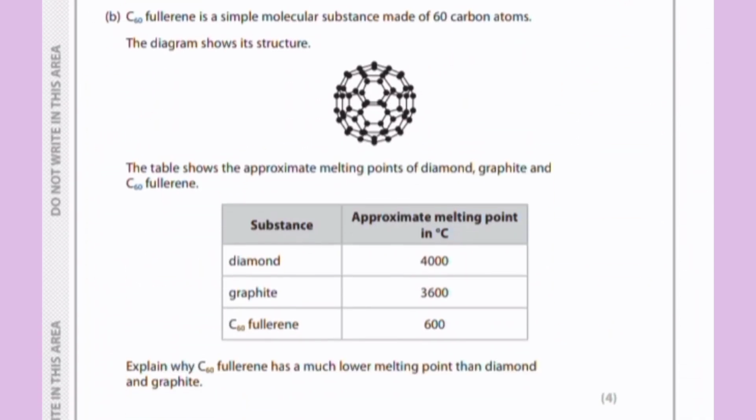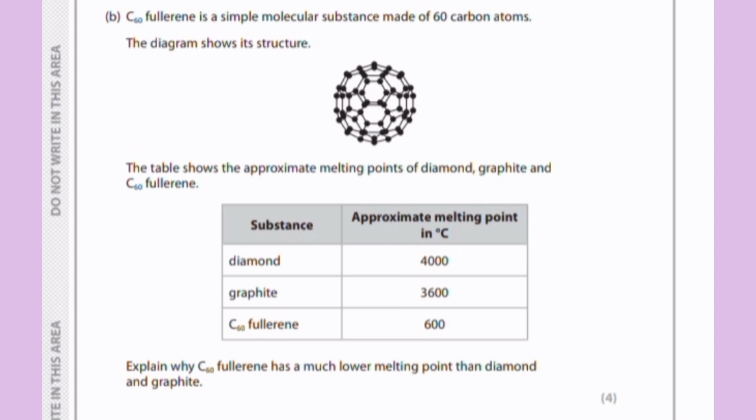B. C60 fullerene is a simple molecular substance made of 60 carbon atoms. The diagram shows its structure. The table shows the approximate melting points of diamond, graphite, and C60 fullerene. Diamond has a very high melting point of 4000 degrees centigrade. Graphite has a slightly lower melting point of 3600 degrees centigrade. And C60 fullerene has a much lower melting point of 600 degrees centigrade.